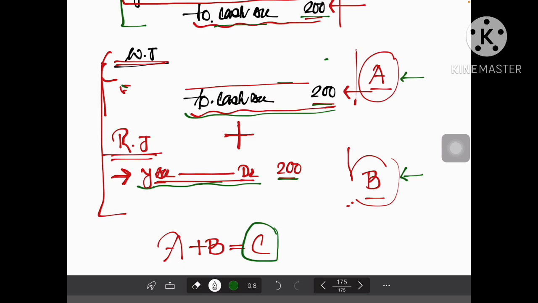I believe the concept of rectification has been made clear in this video. In the next video I will discuss and mark some difficult rectification of errors, and I will show you how to do them.